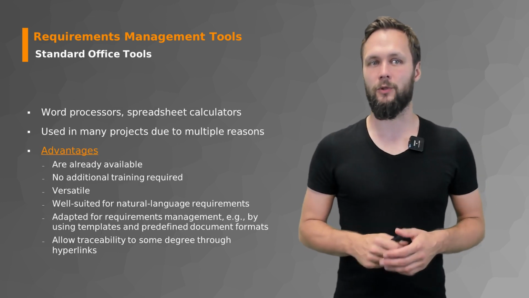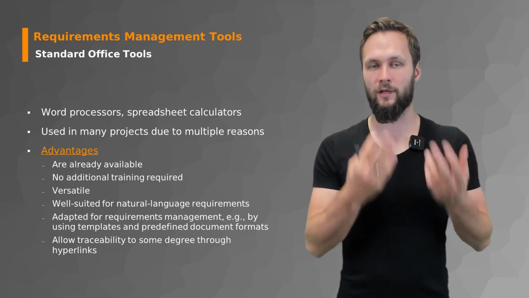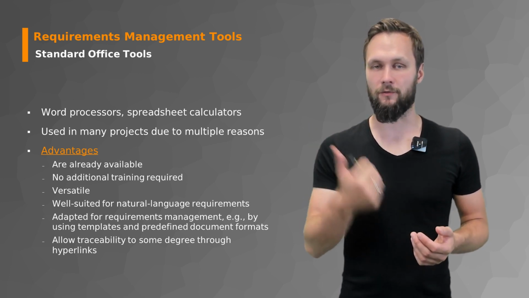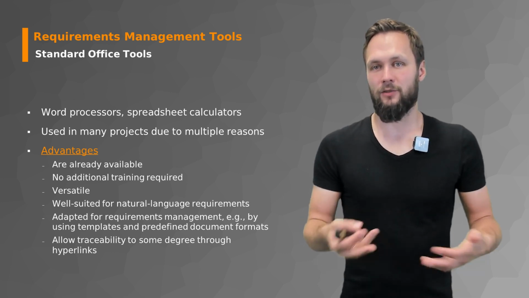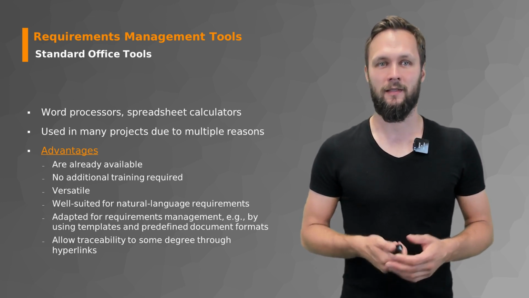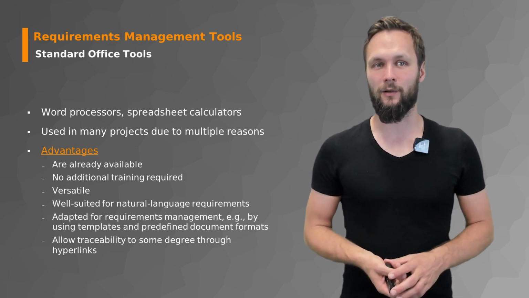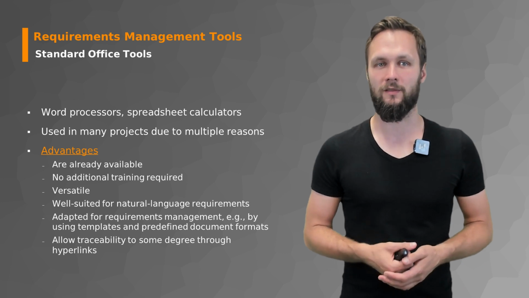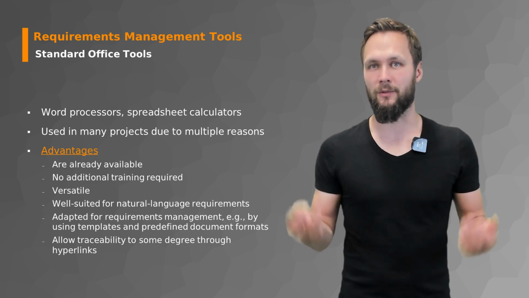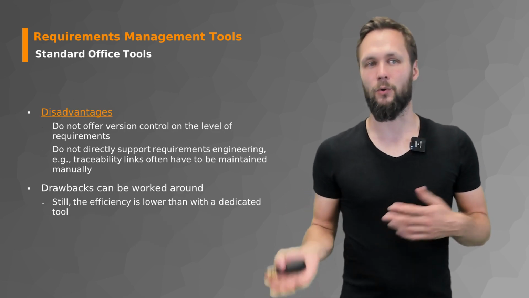Besides those special purpose tools, you can of course also use standard office tools to manage your requirements. If you just take one of the requirements engineering document templates that we gave you or that we told you about, like Volare or the V-model, you can just use them in a Word document and use a word processor or spreadsheet calculators. And they're quite powerful, they're also easily available, you don't need really a lot of additional training, they're very versatile and well suited for natural language requirements. But as usual, there are also disadvantages to them because they're maybe not that flexible or not that powerful. So once again, pros and cons.